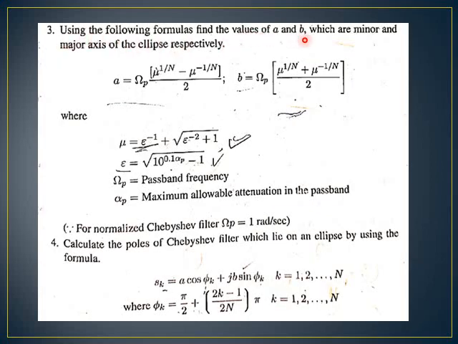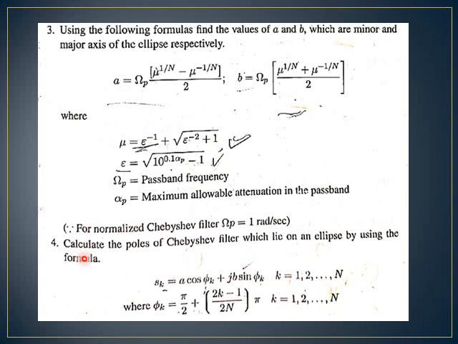Step 3. Using the following formulas, find the values of a and b, which are minor and major axes of the ellipse respectively. So these are the formulas to calculate the value of a and b, where in order to calculate mu, it is zeta to the power minus 1 plus square root of zeta to the power minus 2 plus 1. In order to calculate zeta, this is the formula: square root of 10 to the power 0.1 alpha p minus 1. Substitute the value of zeta and you can find the value of mu. Here omega p is the pass band frequency, and alpha p is the maximum allowable attenuation in the pass band, or the pass band attenuation. So for normalized Chebyshev filter, omega p will be equal to 1 radian per second.